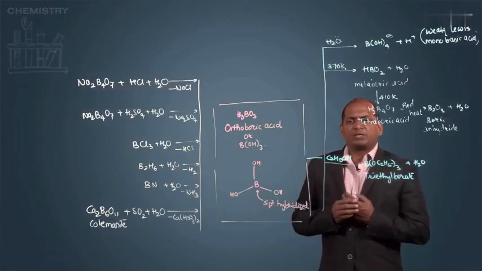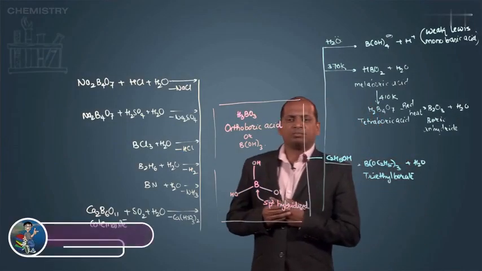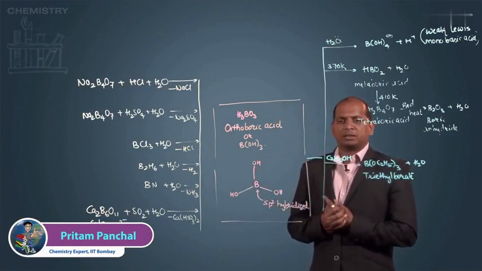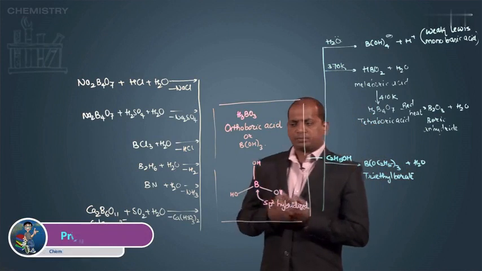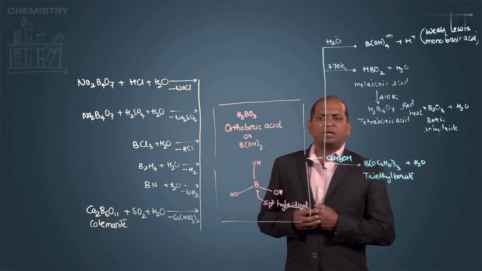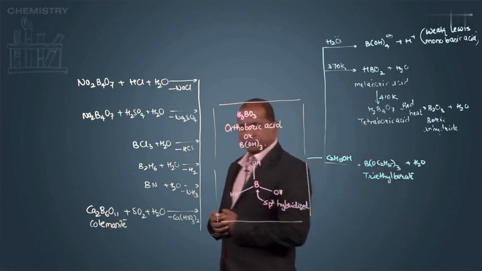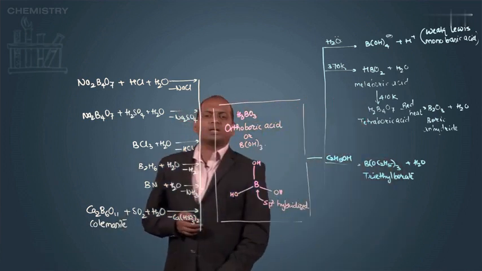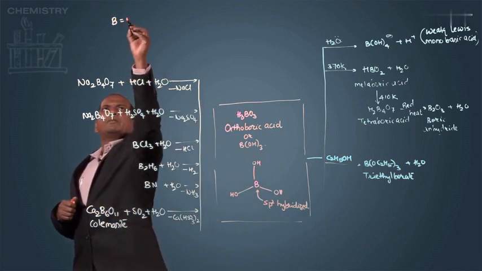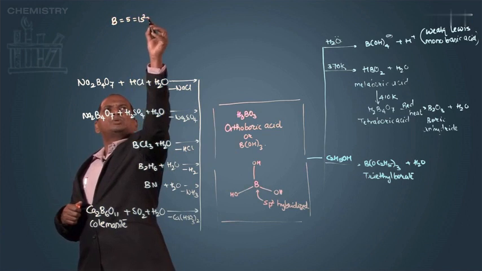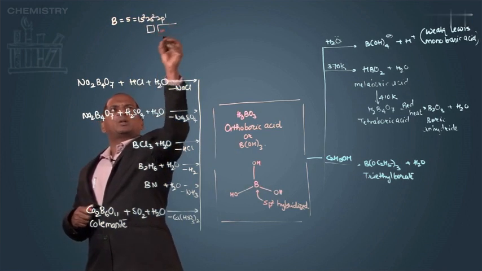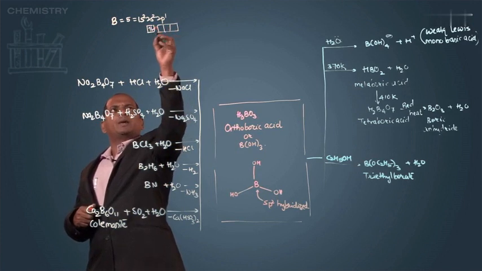The next compound we are going to discuss for boron is orthoboric acid, or just boric acid, H3BO3. It is also written as B(OH)3. Here boron undergoes sp2 hybridization. If we know the electronic configuration of boron, 1s2, 2s2, 2p1, that is the ground state electronic configuration.